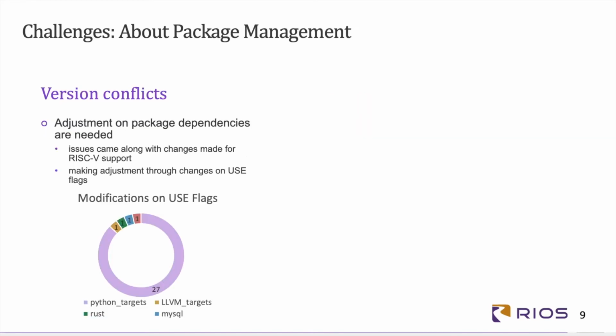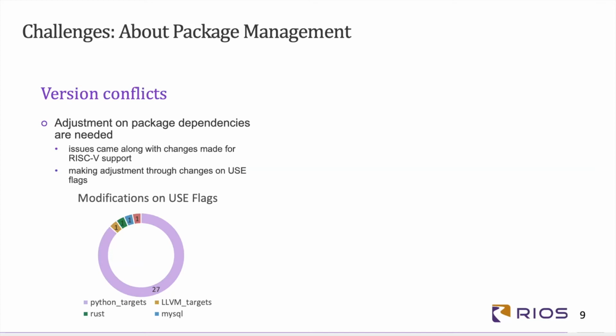For the first part, package management, the first issue is version conflict. While we are porting packages to RISC-V, we need to modify some package versions, and this will lead to version conflicts, so we need adjustments on package dependencies. Since the package dependency issue came at the same time as our RISC-V port, we need to adjust the USE flags we just talked about. And this is a figure about our modifications on USE flags.